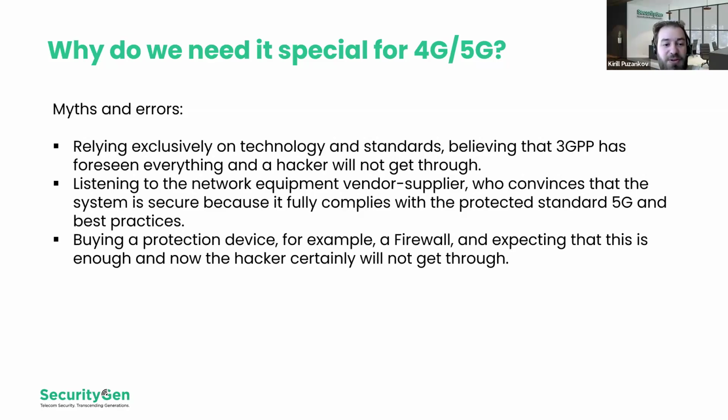And the third one is about the perimeter protection device, for example, a firewall, of course. No one says that the firewall is not required. Of course, they are. But you shouldn't expect that this is going to be a golden box that will protect you from everything, and the hacker will never be able to get through, right? So these are the misconceptions that we discussed, right?